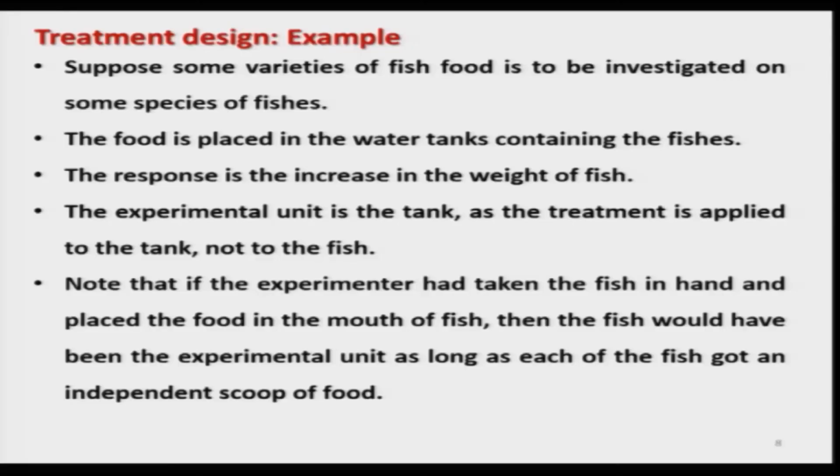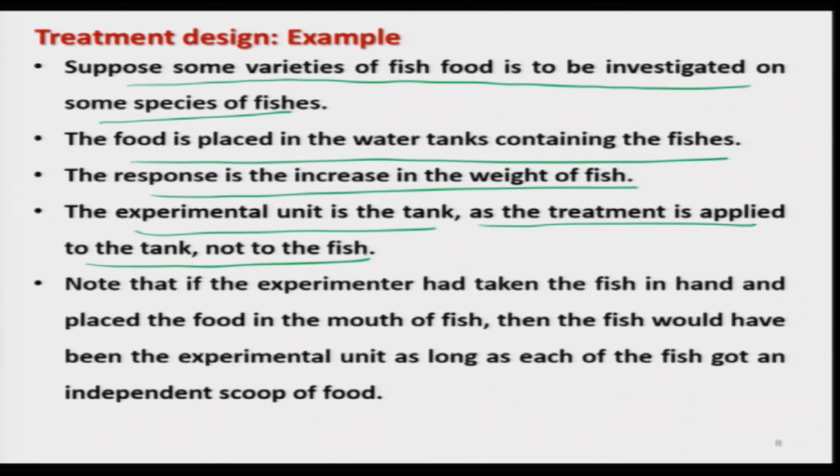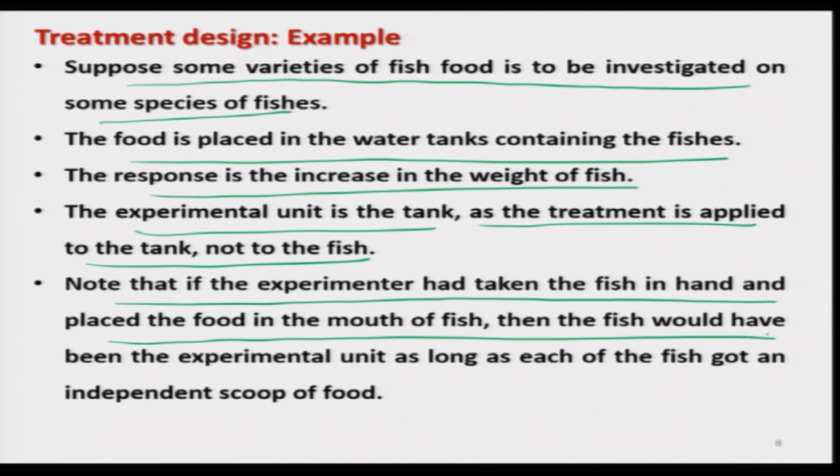Okay. So, now if you look at the same example I have given in the slide, suppose that there are some varieties of fish food and we want to investigate the effect of the food on some fishes. So, the food is placed in the water tanks containing the fishes, and the response is the increase in the weight of the fish. So, the experimental unit here is the tank or the aquarium, and the treatment is applied to the tank, not to the fish, right. That is what you have to be very clear about when you are trying to conduct the experiment. And you have to note that if the experimenter had taken the fish in hand and placed the food in the mouth of the fish, then the fish would have been the experimental unit, as long as each of the fish got an independent scoop of food. That is practically impossible. Right.